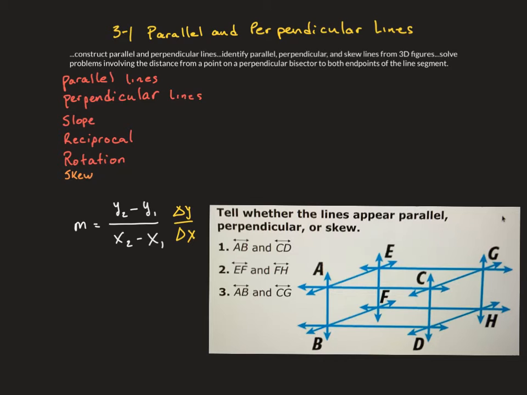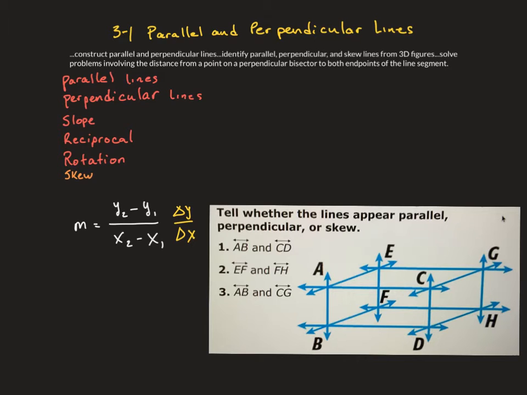Skew. Now, skew is going to be a line that is neither parallel nor perpendicular. And that's what this example down here is meant to show. It says tell whether the lines appear parallel, perpendicular, or skew. So parallel lines will never intersect, so they end up having the same slope. So, let's see here, line AB and line CD appear to be parallel.